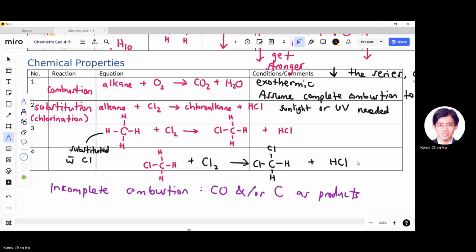What? This for what? This one is used as a solvent. I think I didn't mention it, but once it gets substituted, this becomes a liquid already. But you don't have to know that. Okay, so that's all I want to say. May or may not come out.